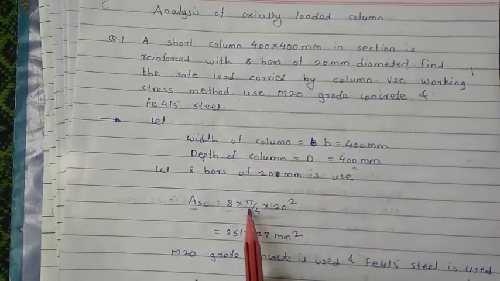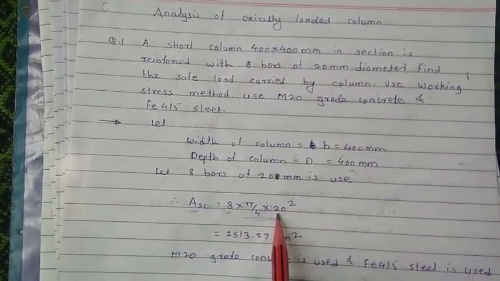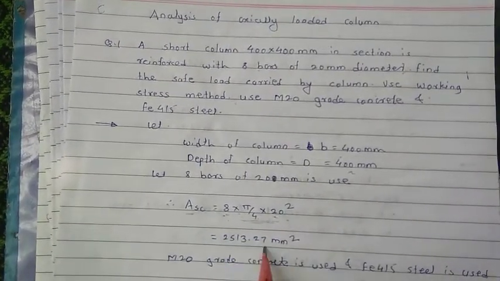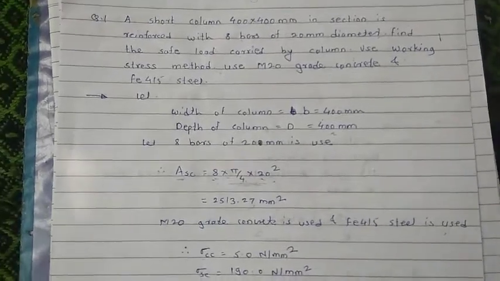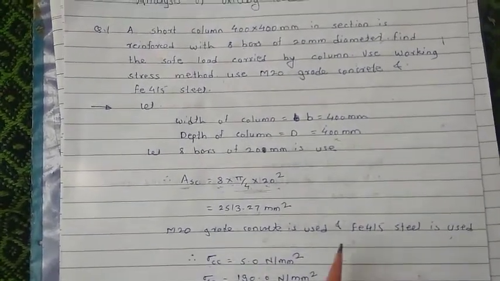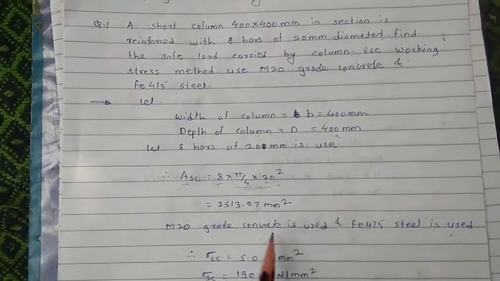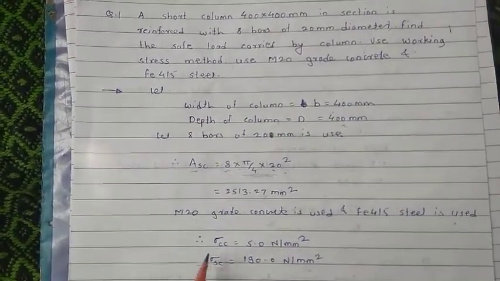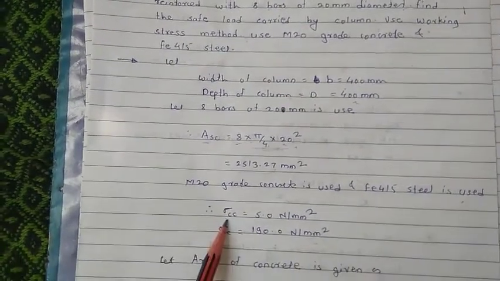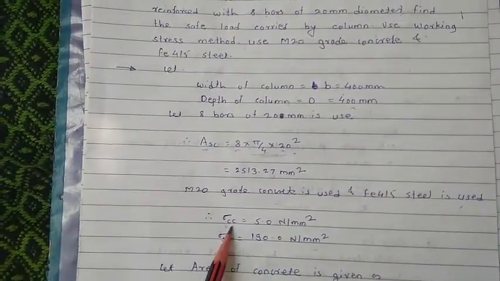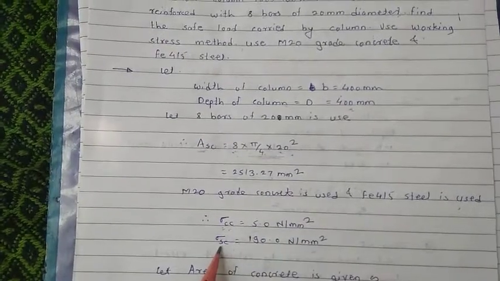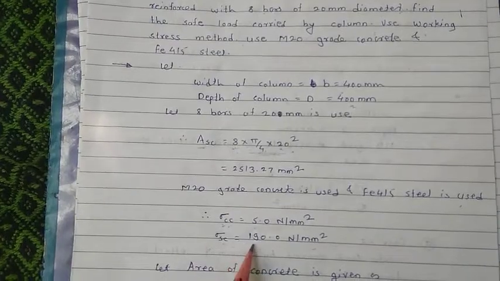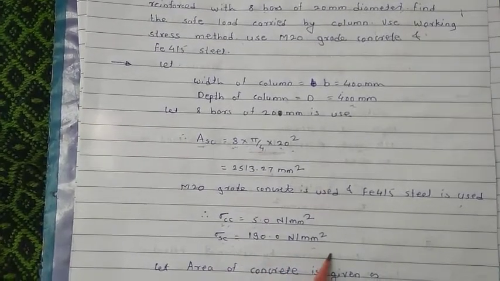Area of 1 bar is given as pi by 4 into diameter of steel bar squared. We are using 20 mm. So 8 into pi by 4 into 20 square. So we are getting the area of the total steel provided in the column. Again the grade of the materials are given: M20 grade of the concrete and Fe415 steel. By referring IS 456 we are getting the value of the sigma cc, that is permissible stress in concrete in direct compression, is 5 Newton per mm square, and the permissible stress in steel in direct compression is equal to 190 Newton per mm square.